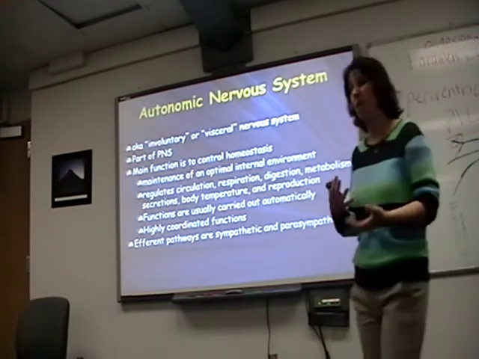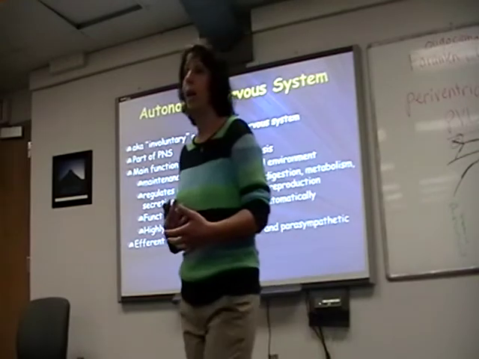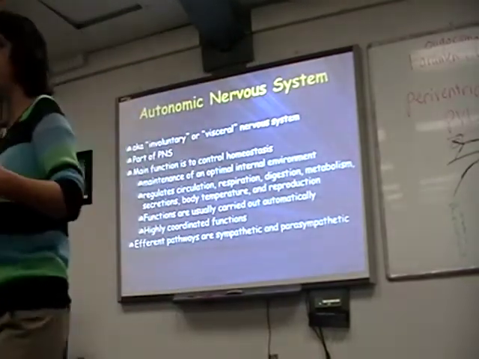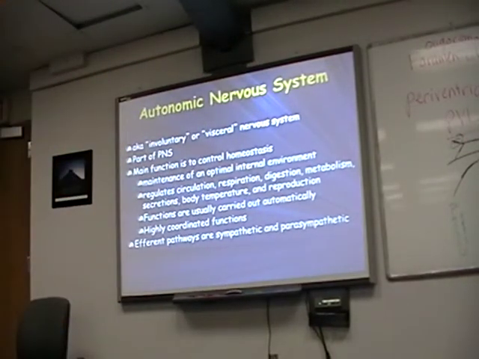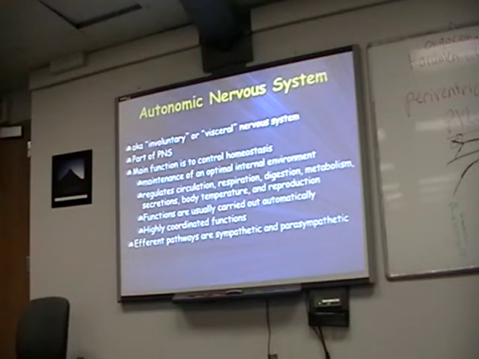And so for most of our organs, we're going to have dual opposing actions where the parasympathetic does one thing to the organ and the sympathetic does the opposite. So typically when you think about the sympathetic nervous system, what do you think of? Fight and flight. And parasympathetic? Rest and digest.